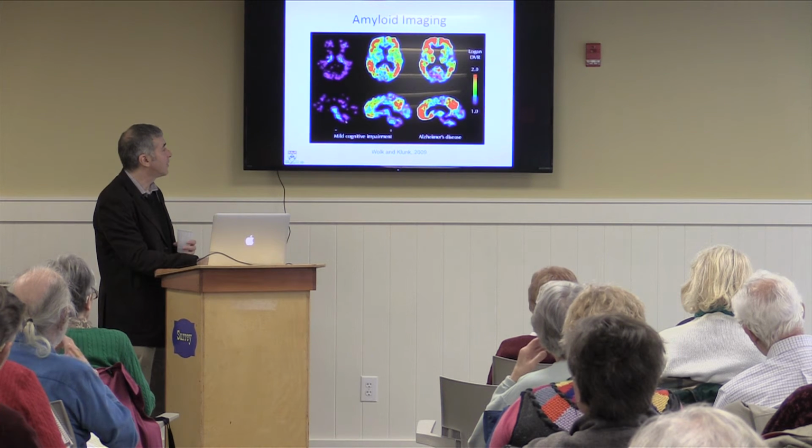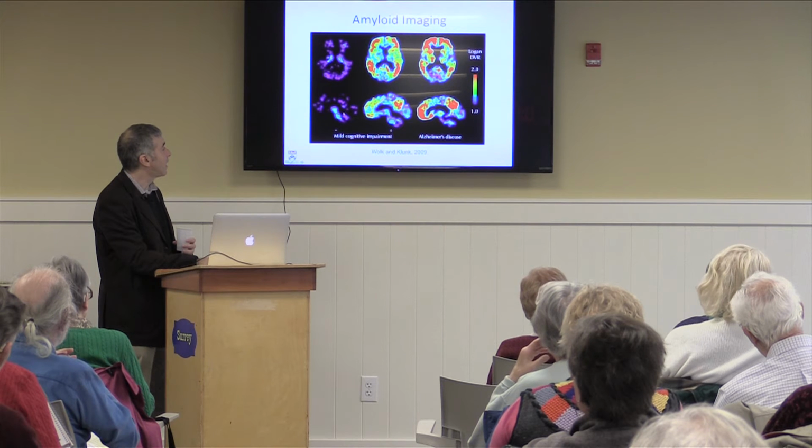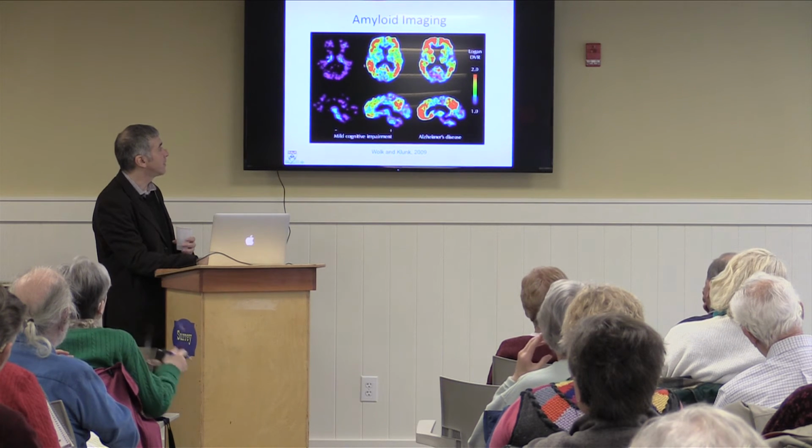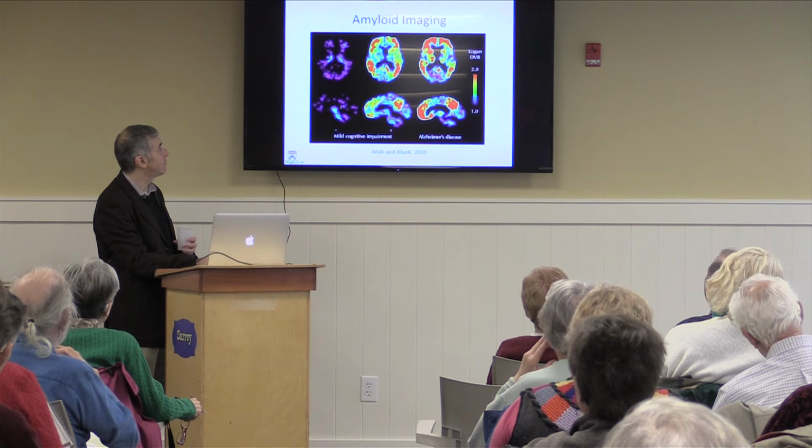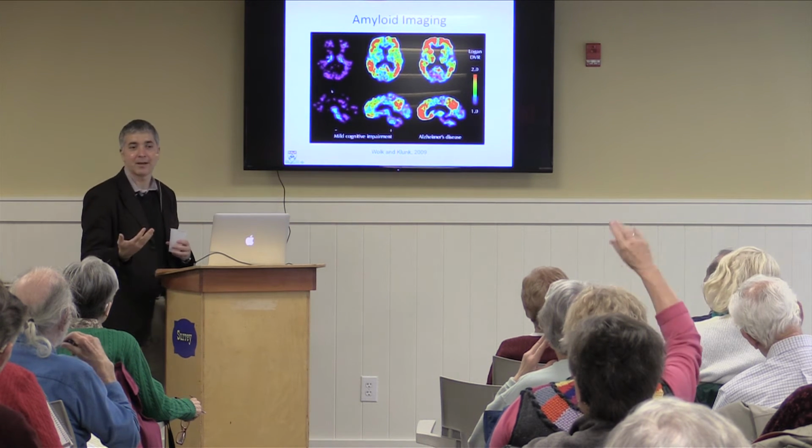These are two people with mild cognitive impairment, and we'll talk a little bit about that in a bit. One of them probably does have Alzheimer's disease and the other doesn't. Normal people tend to have none of this amyloid uptake in the brain.